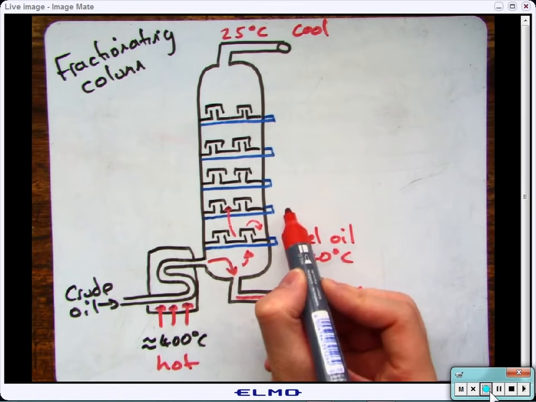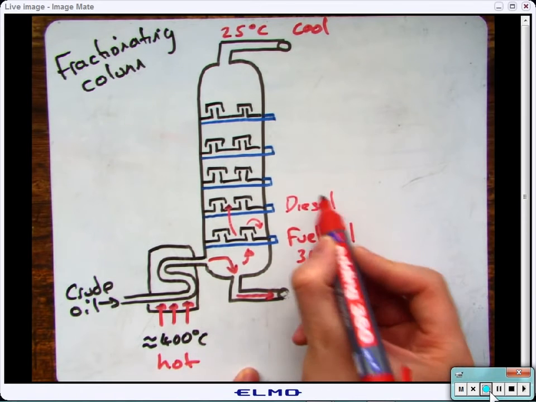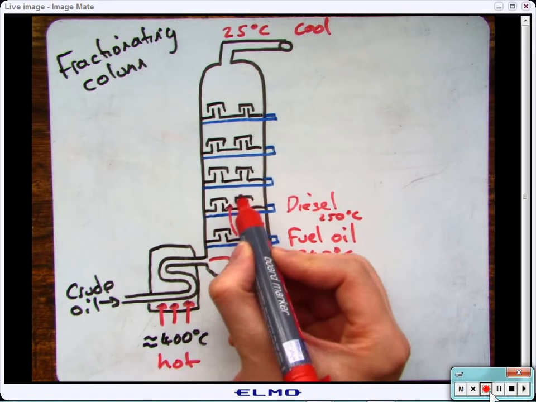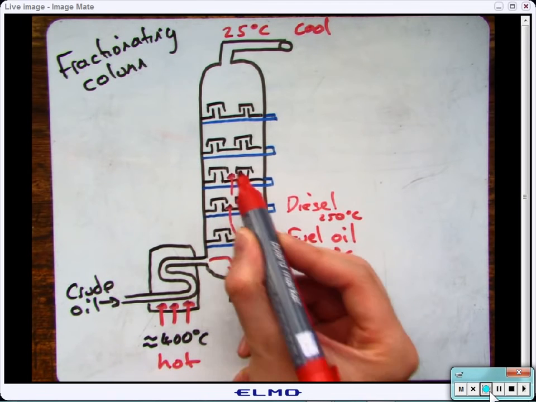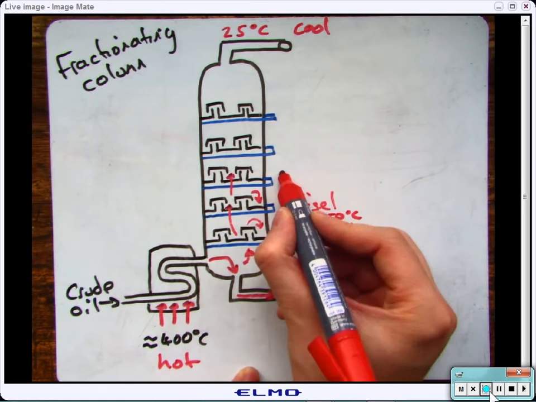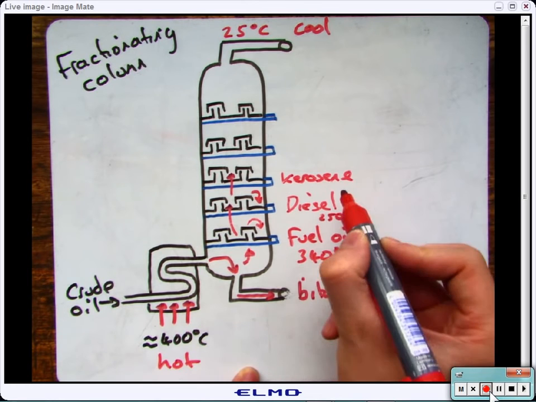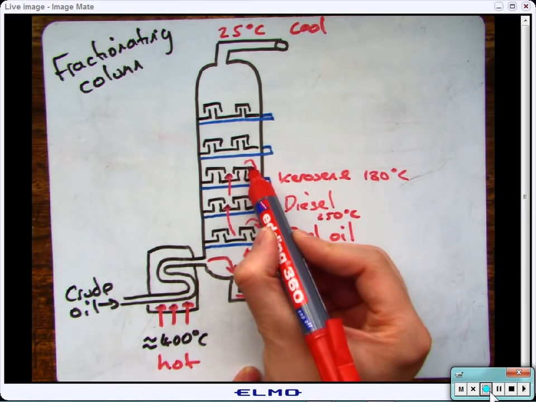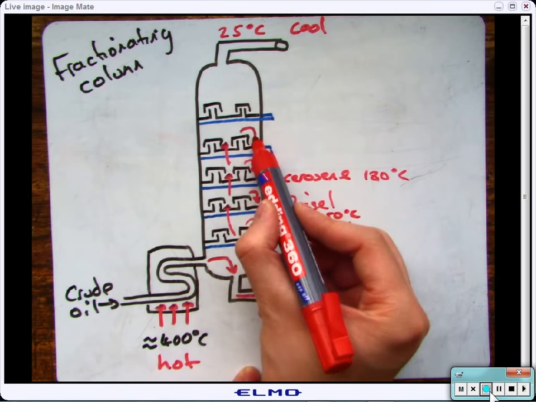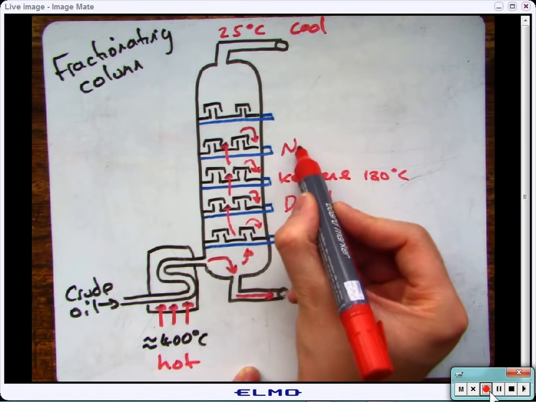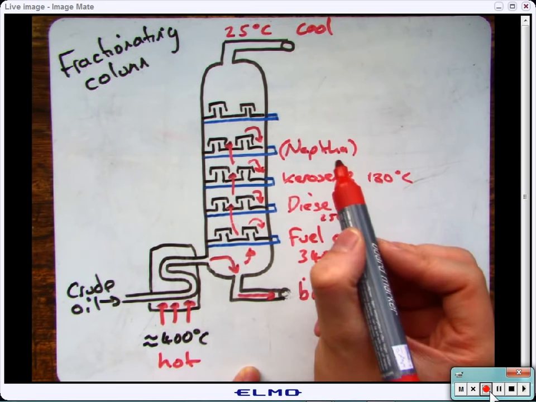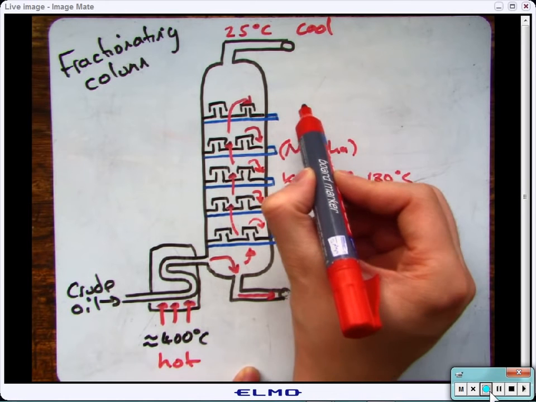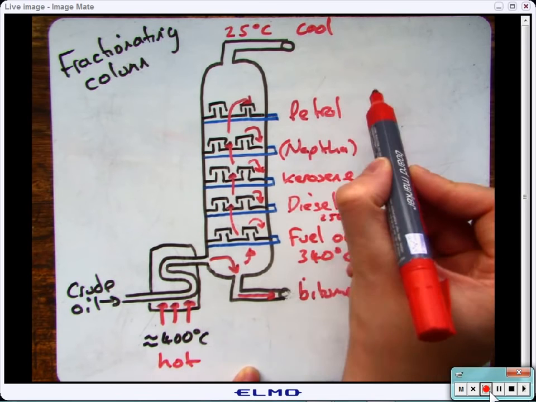Then the next one that's filtered off is diesel, and that's at about 250 degrees. So once that condenses, the rest of it will continue up, and your next one you get is kerosene, and that is at about 180 degrees. The rest of it continues up again, and the next bit that comes off is called naphtha, which I'll put in brackets because you don't really need to know that for the exam. And then finally, up here, you get your petrol, which is about 40 degrees.